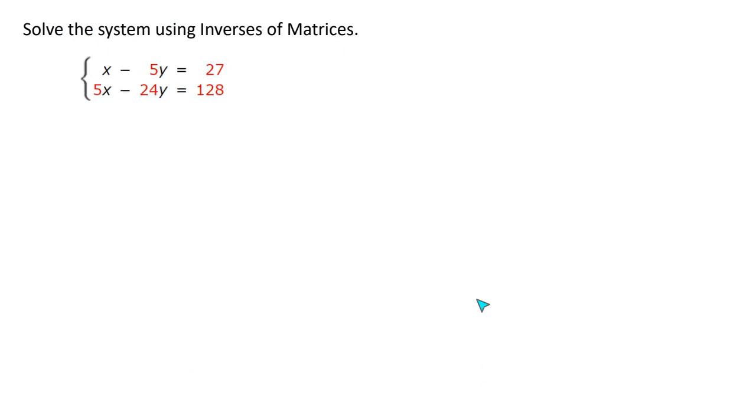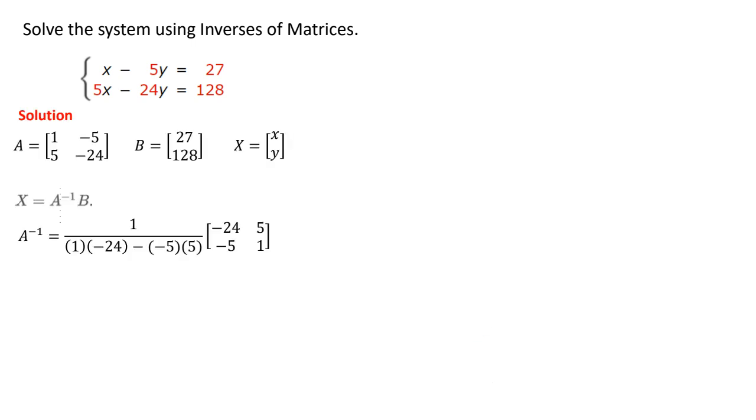Okay, let's try one without the inverse given. It says solve the system using the inverse. First, identify your A, B, and X. My A is 1, negative 5, 5, and negative 24. My B is 27, 128. And x and y are my variables.